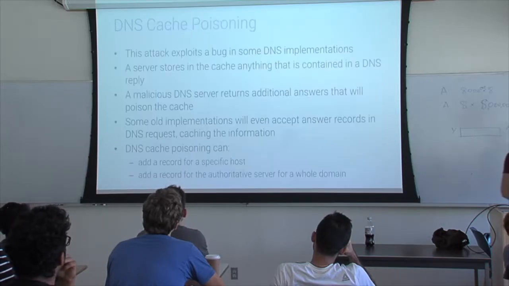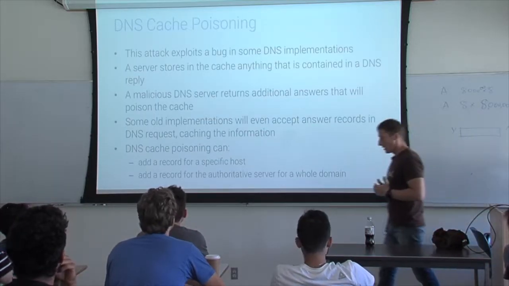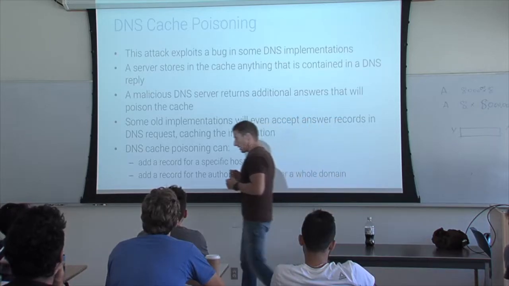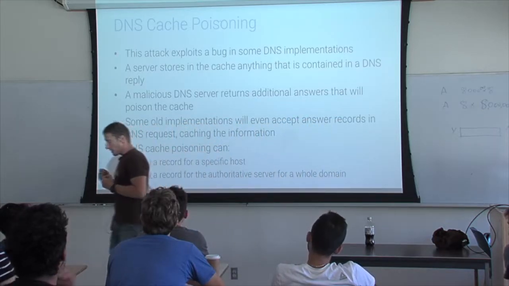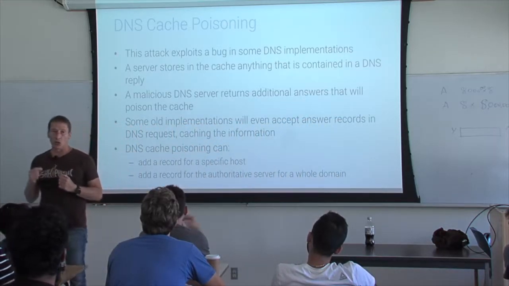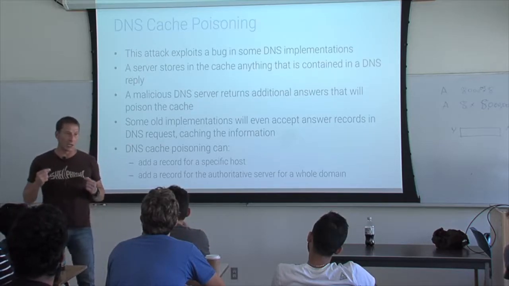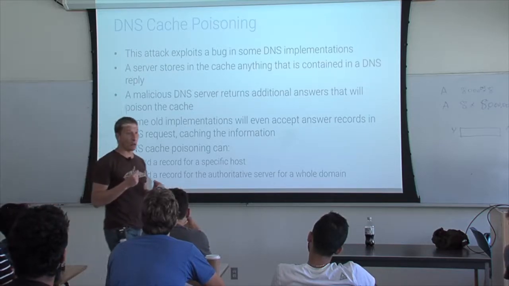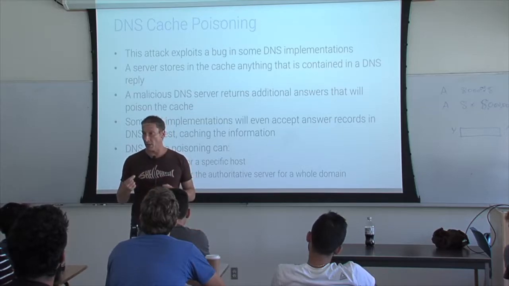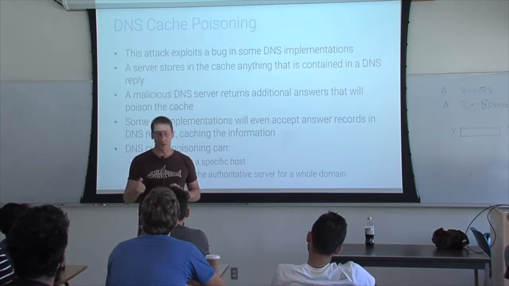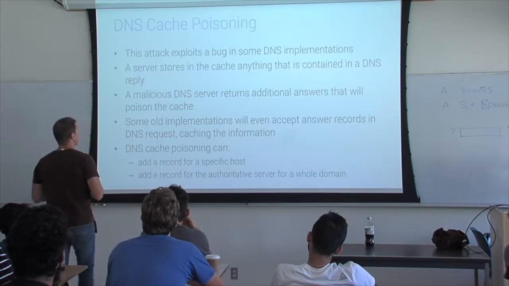Another aspect is cache poisoning. This is especially malicious, because in a way you not only provide the wrong mapping, but that mapping will be permanent, so it will be used for subsequent requests.